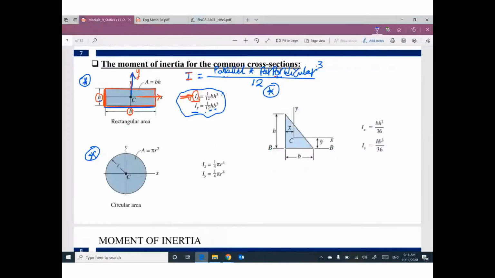The second one, for a right angle triangle, I equals parallel times perpendicular cube over 36. The only difference between a rectangular shape and a triangular shape is 36 and 12. This one is parallel times perpendicular cube over 12. This one is parallel times perpendicular cube over 36.